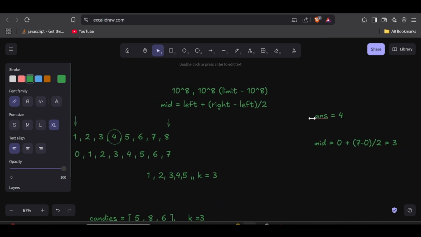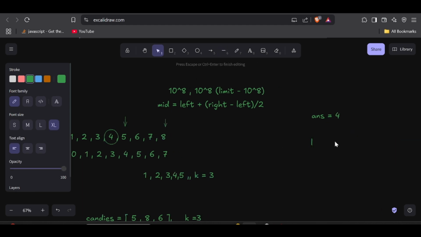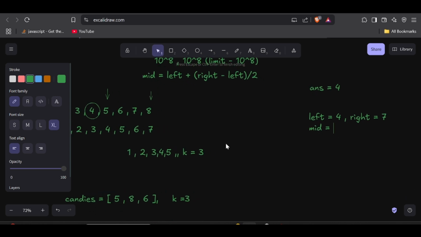Okay. Now, after getting this, I will move this pointer to whatever my possible solution is, plus 1. Now, what is my range? My new left is 4 and my right is 7. Now, what will be my new mid? My new mid will be 4 plus 7 minus 4 divided by 2, which is 4 plus, 7 minus 4 is 3, 3 divided by 2 is 1.